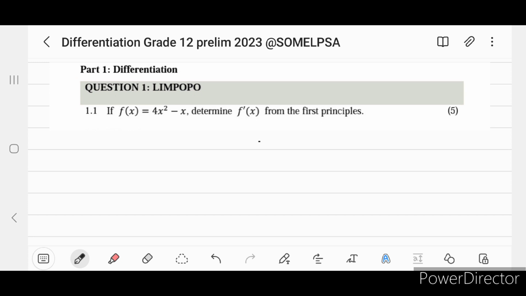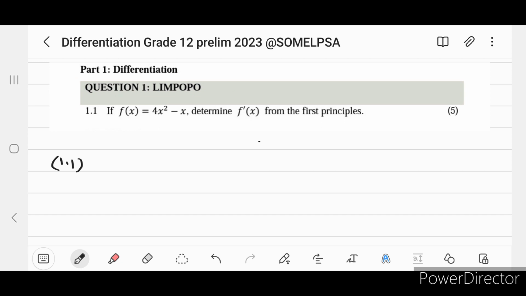So we will be doing first principles and differentiation by rules so that we can get the rhythm. In most cases, the structure is the same. If you can just know what to do, you're gone. Calculus is one topic that contributes a lot of marks. So we start with Limpopo. This is what Limpopians were faced with.